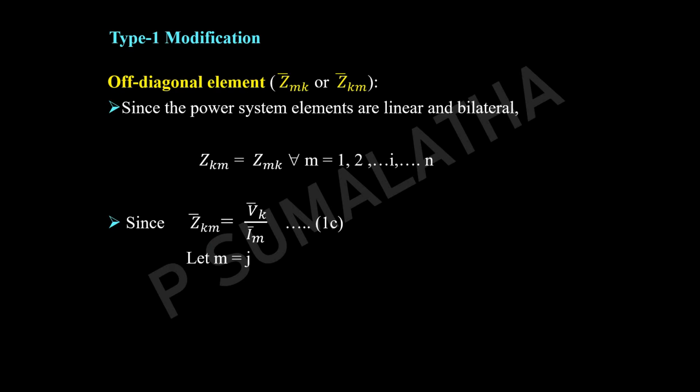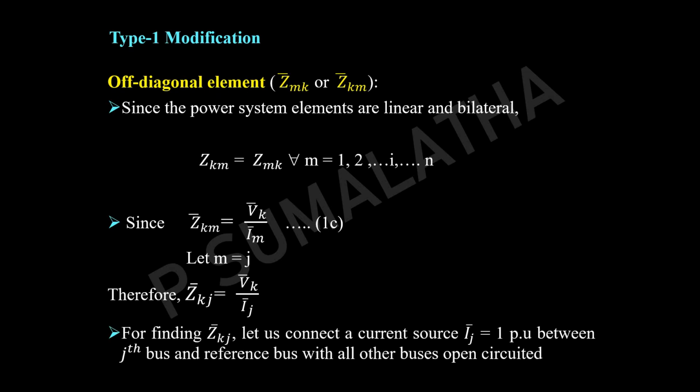One of the old nodes we have to pick up, because the off diagonal element impedance is represented between the new node and the existing old nodes. That is what we have represented as Z1k, Z2k, Z3k like that. So that is why I have considered m as j. Accordingly we can modify equation 1c as Zkj equal to voltage with respect to the kth node divided by current flowing through the jth node.